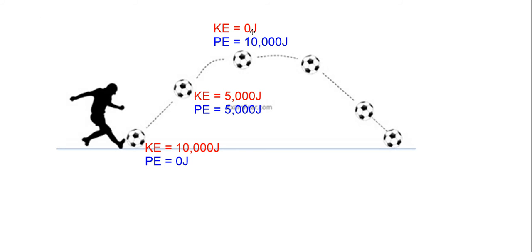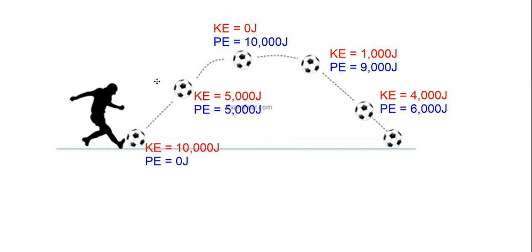At the top, we have no more kinetic left. It's no longer moving up or down. We have plenty of potential because of the height. And on the way down, potential is transformed to kinetic as we go, till down at the bottom, we're back to the way we started. It's all kinetic and no potential. So the energy transforms back and forth between kinetic energy and potential energy. And that's important to know.